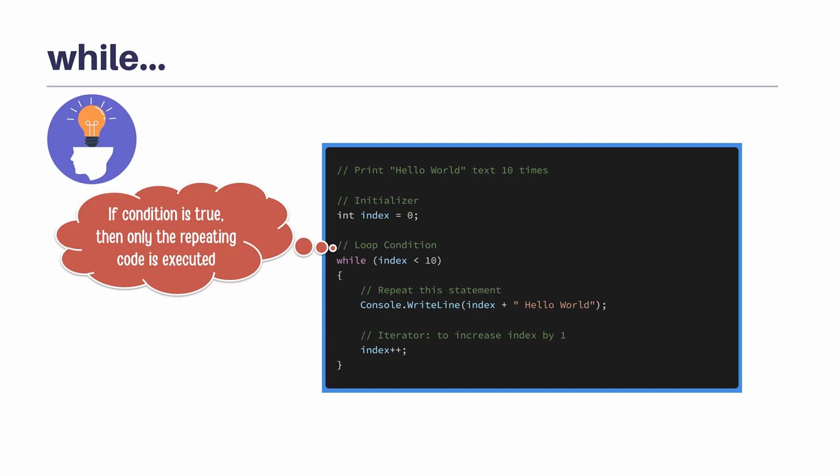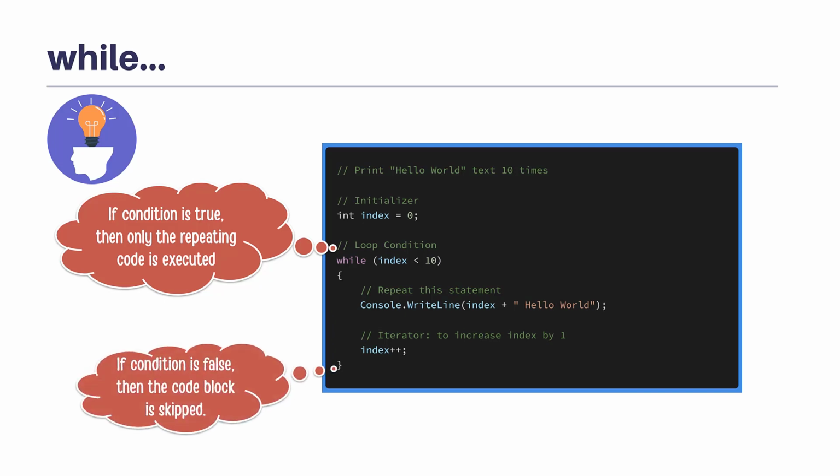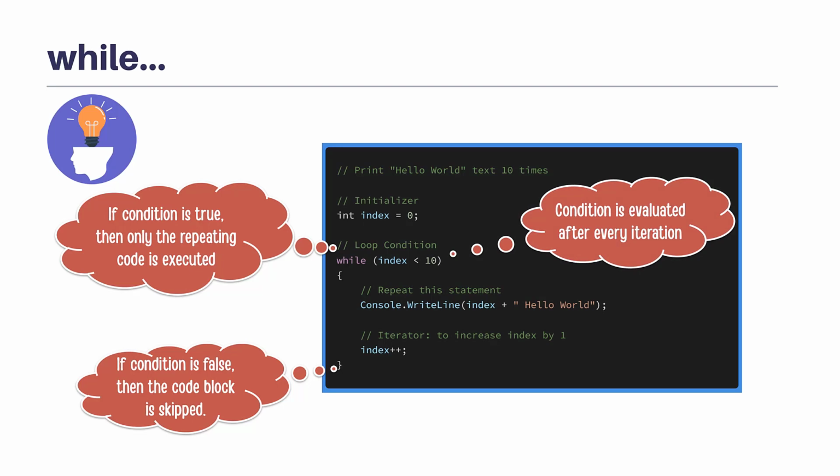We have used a plus plus symbol here. This symbol is called as post increment operator. It increases the value of its operand by 1. After the iterator statement, the condition is evaluated again, and this goes on until the condition is evaluated to be false. When the condition is false, the loop terminates and the control executes the next statement after the loop.